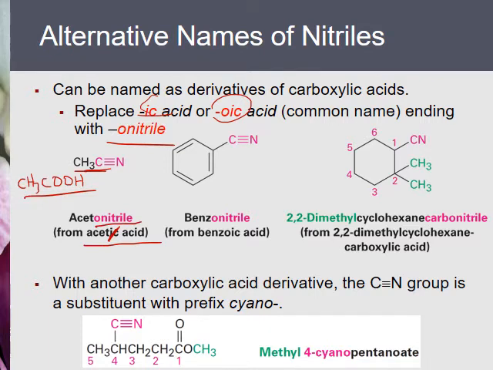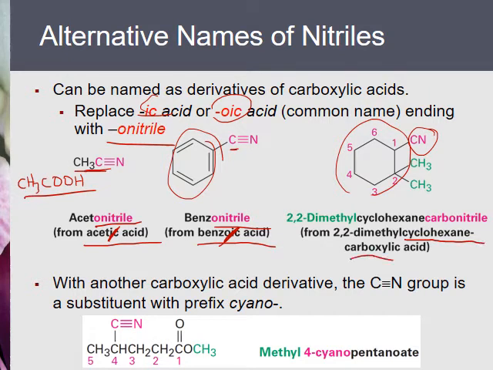In the second molecule, a benzene connects one carbon. The acid is benzoic acid. We replace oic by o-nitrile, so the name is benzonitrile. In the third molecule, nitrile is directly connected to cyclohexane. The acid is called cyclohexanecarboxylic acid, and here we replace carboxylic acid by carbonitrile. So the total name is 2,2-dimethylcyclohexanecarbonitrile.